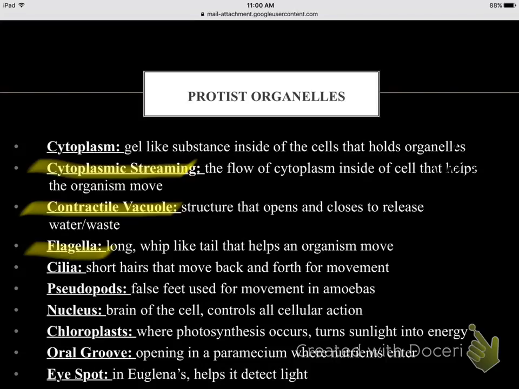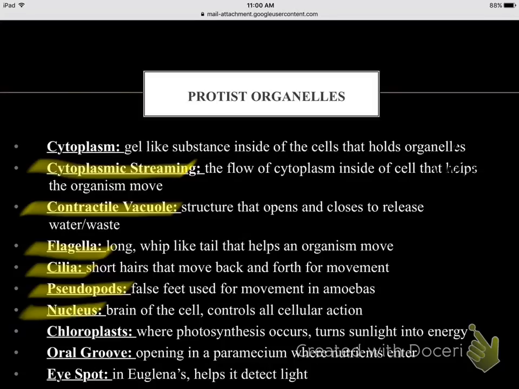The flagella was that long whip-like tail. I said to remember like a big flag swaying in the wind. It's a long whip-like tail that helps the organism move around in the water. The flagella was specific to your euglena and to your volvox. The cilia was the fancy word for short little hairs that move back and forth to help things like the paramecium move. There were pseudopods, which also stood for false feet when you break the word down. And those were part of the amoeba, and they helped the amoeba move, as well as cytoplasmic streaming.